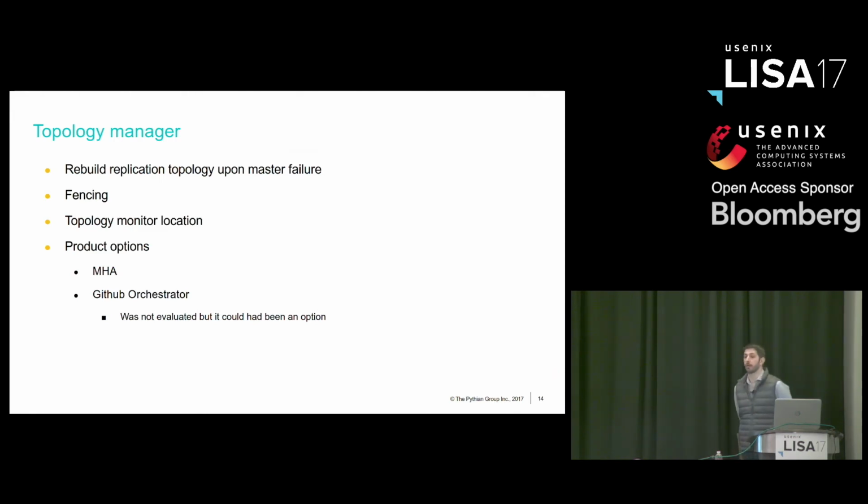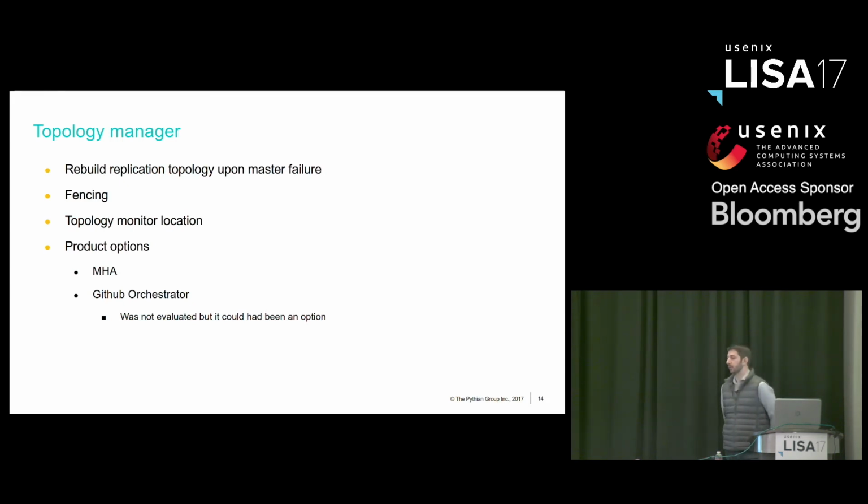Now we needed to find a topology manager to fix our topology in case the master fails. And not only to fix our topology, we needed to take care of fencing, take care of that dead master, and make sure it won't cause any problems if it comes back to life. So we needed a solution that takes care of all that, and fencing.